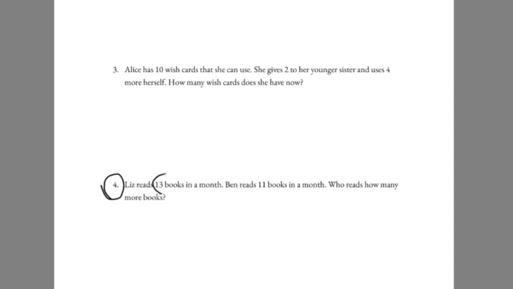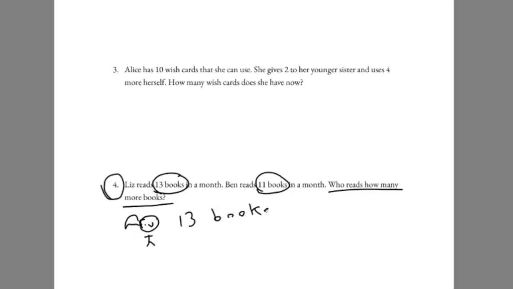Liz reads 13 books, so let's circle or underline, doesn't matter, 13 books in a month. Ben reads 11 books in a month. The question is very important. Who reads how many more books? Let's visualize it again. We have Liz here, who reads 13 books a month. We have Ben here, who reads 11 books a month. So it's asking who reads how many more books. This is sort of a two-part question. It's asking who reads more books, as well as how many more books that person reads than the other person.